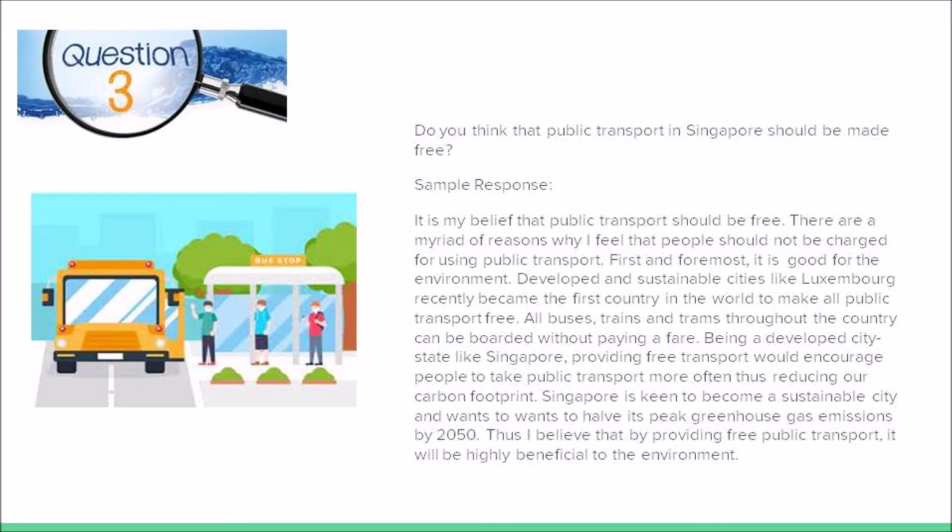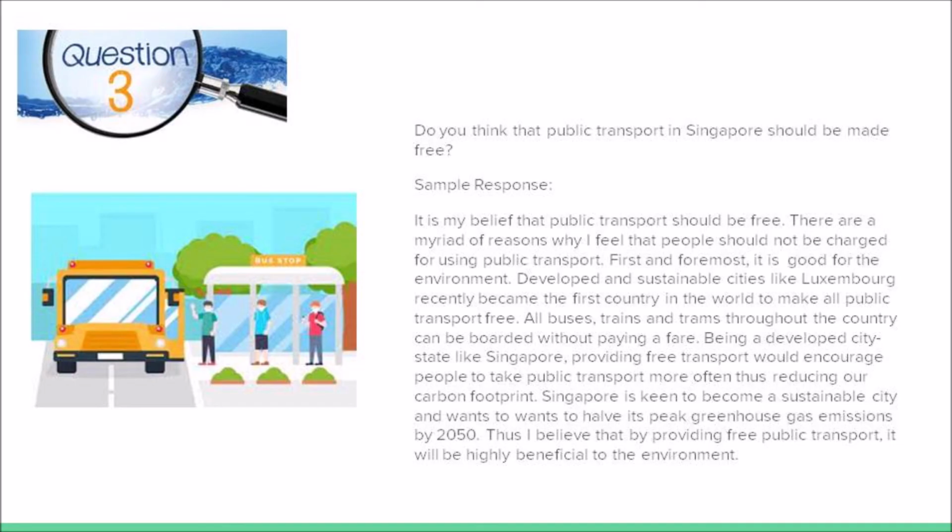Developed and sustainable cities like Luxembourg recently became the first country in the world to make all public transport free. I feel that Singapore should follow suit because we are also trying to become a world-class city which is always paying attention to how we can make our city more sustainable. I feel that being a developed city-state like Singapore, free transport will encourage people to take public transport, and this will reduce our carbon footprint.